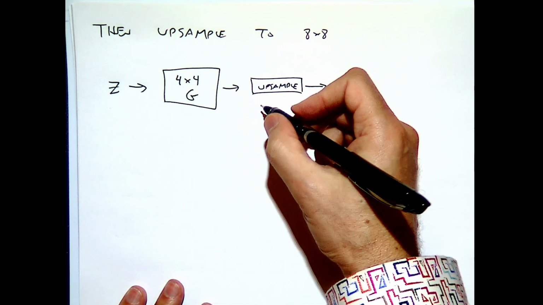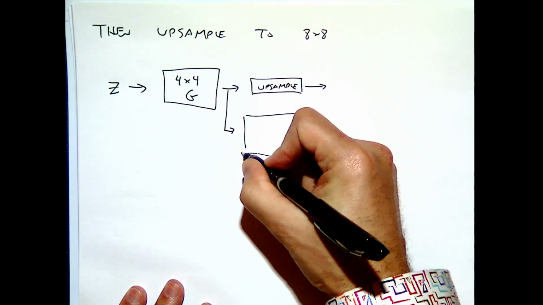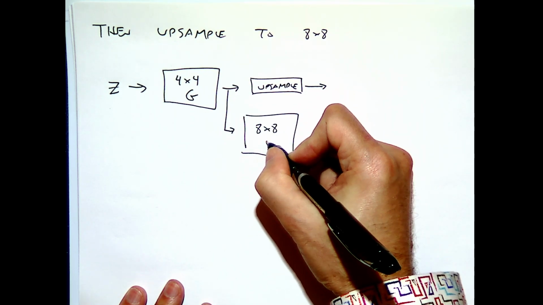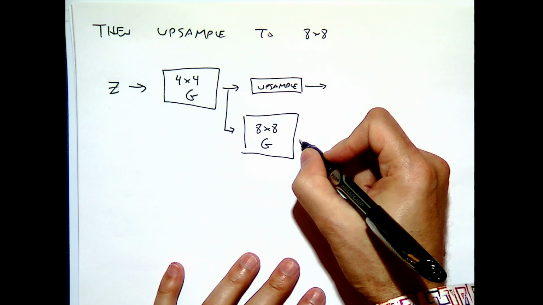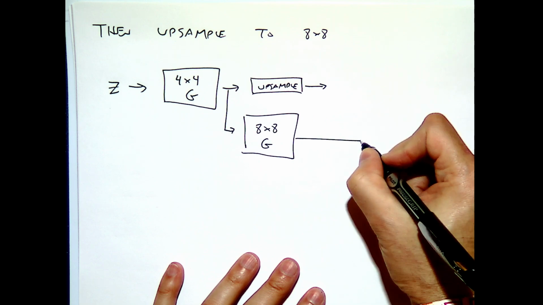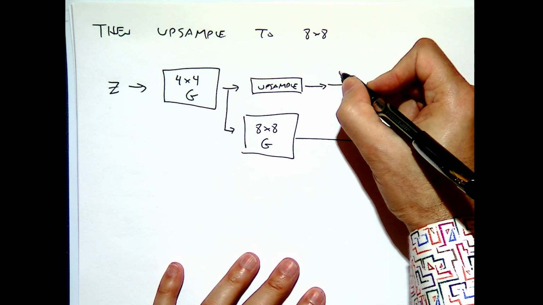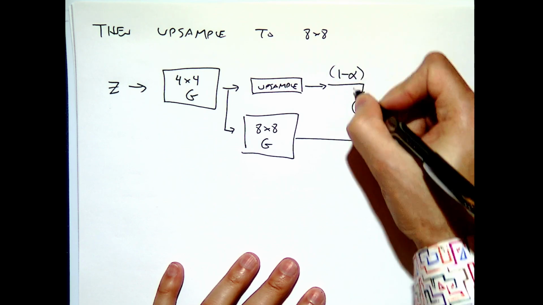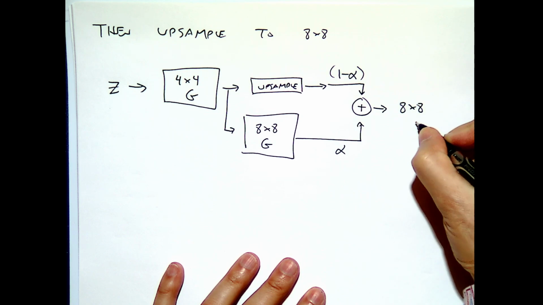And also, I could take the generator and pass it through a new generator that I now train, an 8x8 generator. Then I combine these two things. I weight this top branch by 1 minus alpha and this bottom branch by alpha. What comes out then is an 8x8 RGB image.